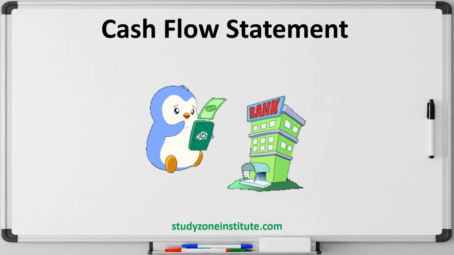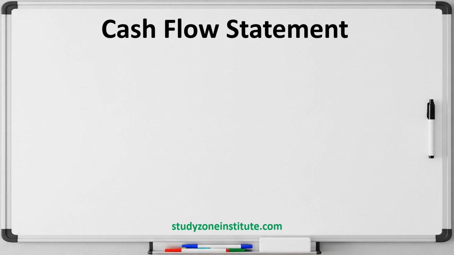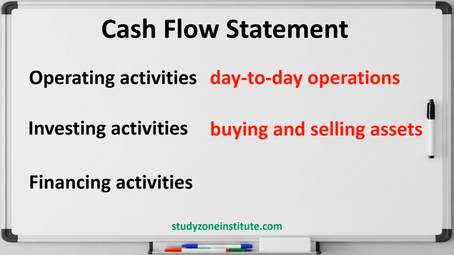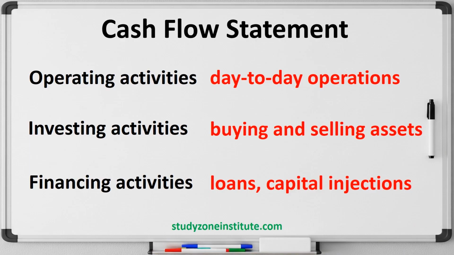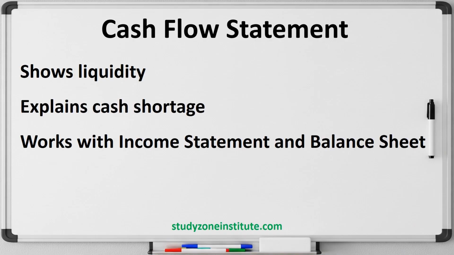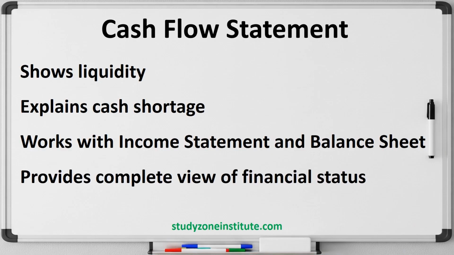Step 7. Cash flow statement. It details cash from 3 main areas. Operating activities, day-to-day operations. Investing activities, buying and selling assets. Financing activities, loans, capital injections. This statement gives a clear picture of the business's liquidity, helping to explain why a profitable company might still have a cash shortage. It works with the income statement and balance sheet to provide a complete view of a company's financial status.